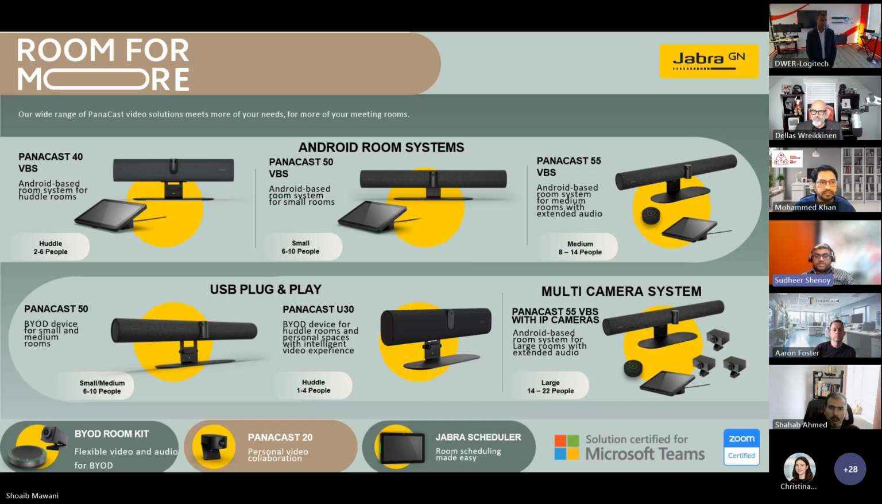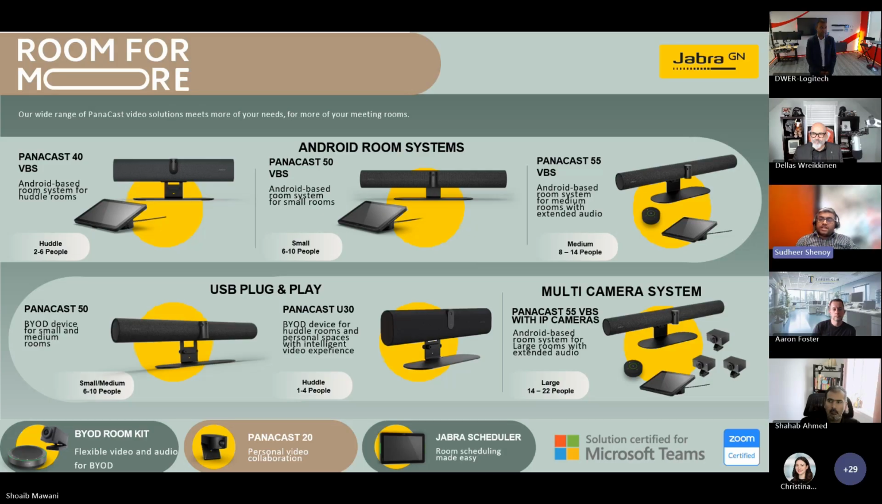Consistent experience across types of meeting spaces. Jabra offers a broad portfolio of solutions aligned to room sizes and use cases. For example, at the personal and huddle level, devices like PanaCast 20 or 30 provide intelligent video experiences for small spaces or individual users. As you move into small and medium rooms, integrated systems like PanaCast 40 and 50 video bars deliver a complete audio and video experience in a single device, making those rooms easy to deploy and easy to use.